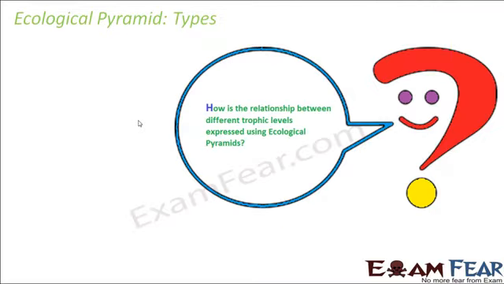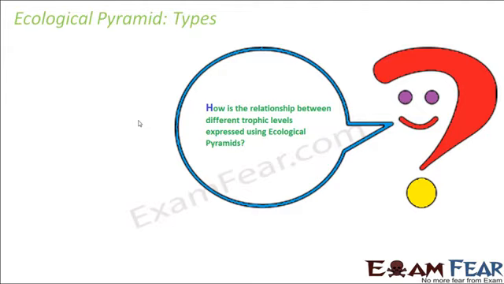So now we are going to talk about the types of ecological pyramids. Now there is an important question which might haunt you. How is the relationship between different trophic levels expressed using ecological pyramids? Because I told you that we are going to see how the number of organisms changes in different trophic levels, how the energy changes in different trophic levels. But for that, why do we need ecological pyramids? How will the pyramid help us? So let us try to look at that.